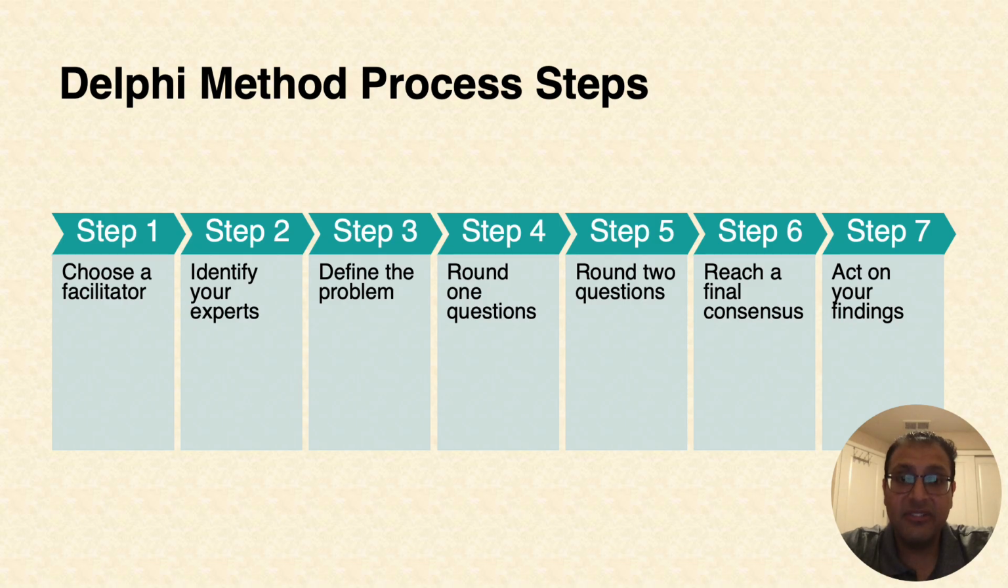Step 4 involves conducting the first round of questions, typically through a questionnaire sent to all experts, asking for their initial opinions or predictions about the issue. After receiving these responses, in step 5, you analyze the feedback, summarize the results, and then conduct a second round of questions, often asking experts to reconsider their views in light of the group's collective input. By step 6, the goal is to reach a final consensus or identify clear trends, which is achieved through iterative rounds. Finally, in step 7, you act on your findings by applying the consensus or insights gained from the process to informed decision making, policy development, or further research.